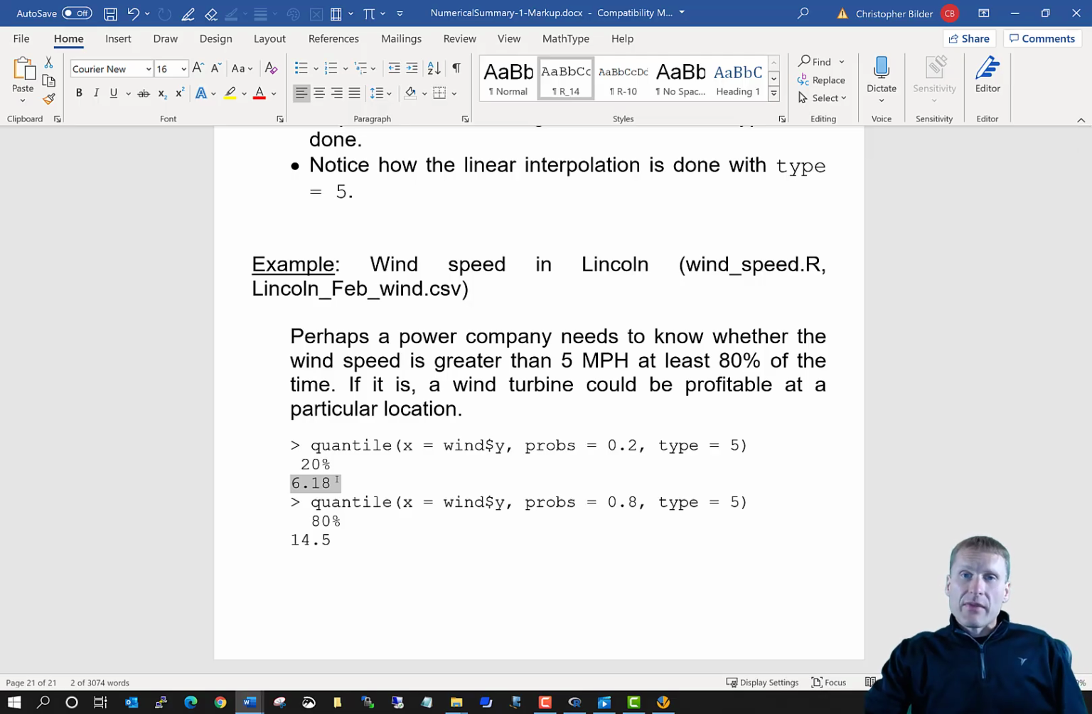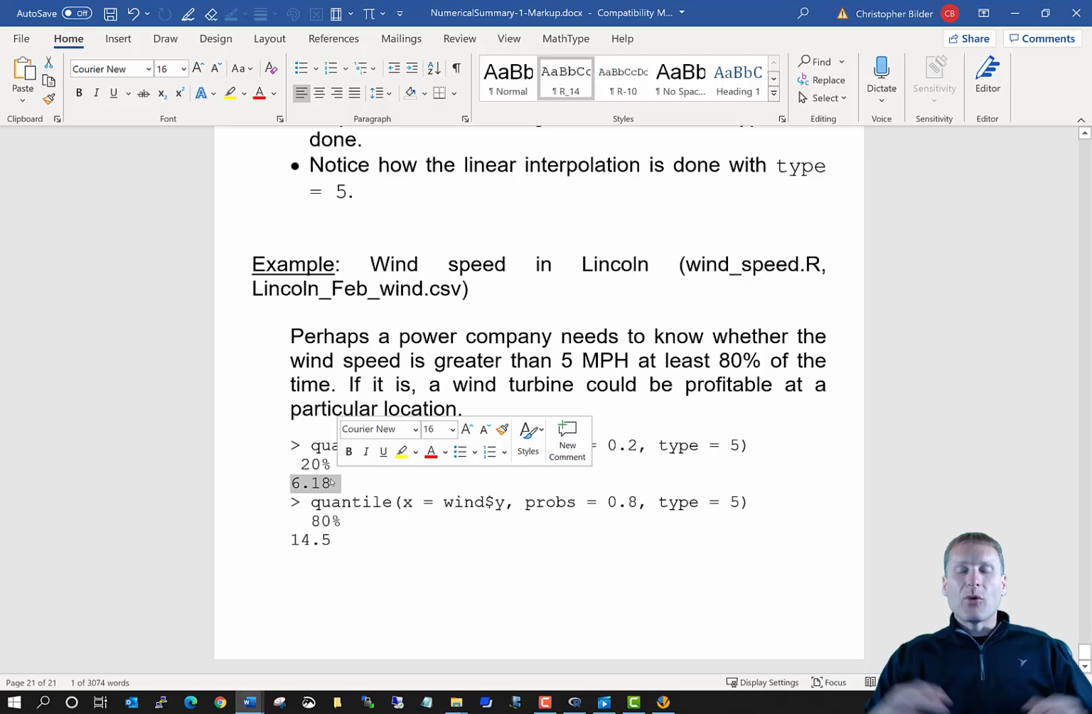So indeed, Lincoln would satisfy those particular conditions. So that's the end of our numerical summaries.